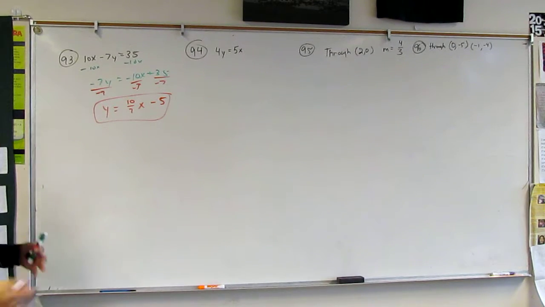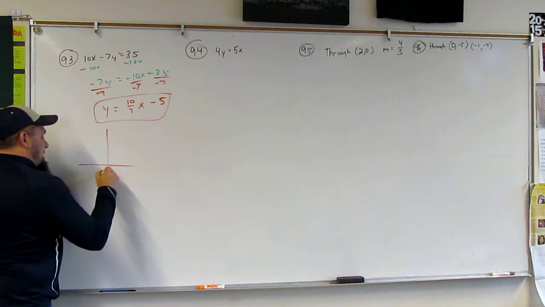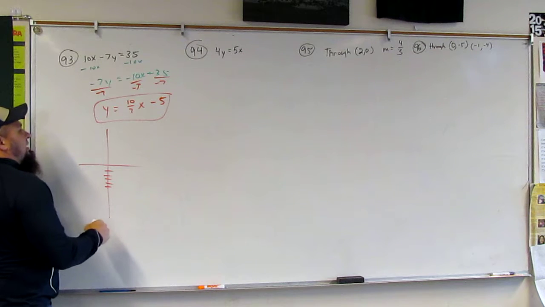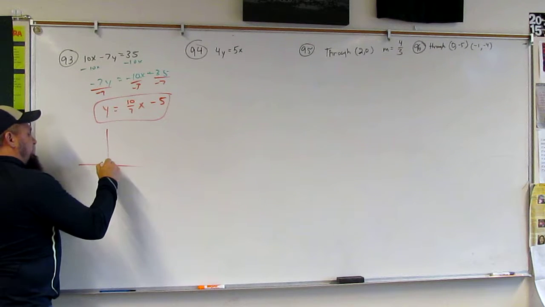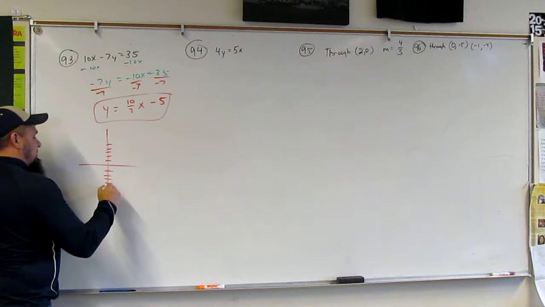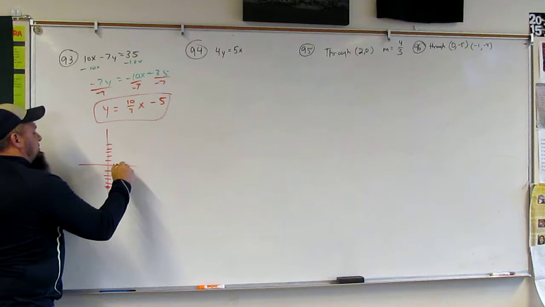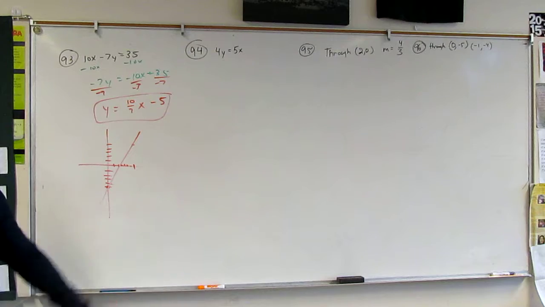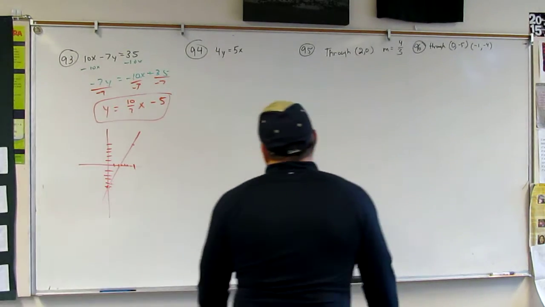Now if I wanted to graph that, it's really simple. I go down to 5, and 1, 2, 3, 4, 5, and then I would go up 10, 1, 2, 3, 4, 5, 6, 7, 8, 9, 10, and then over 7, 1, 2, 3, 4, 5, 6, 7, boom, boom, done. It's easy, quick. All right, next.